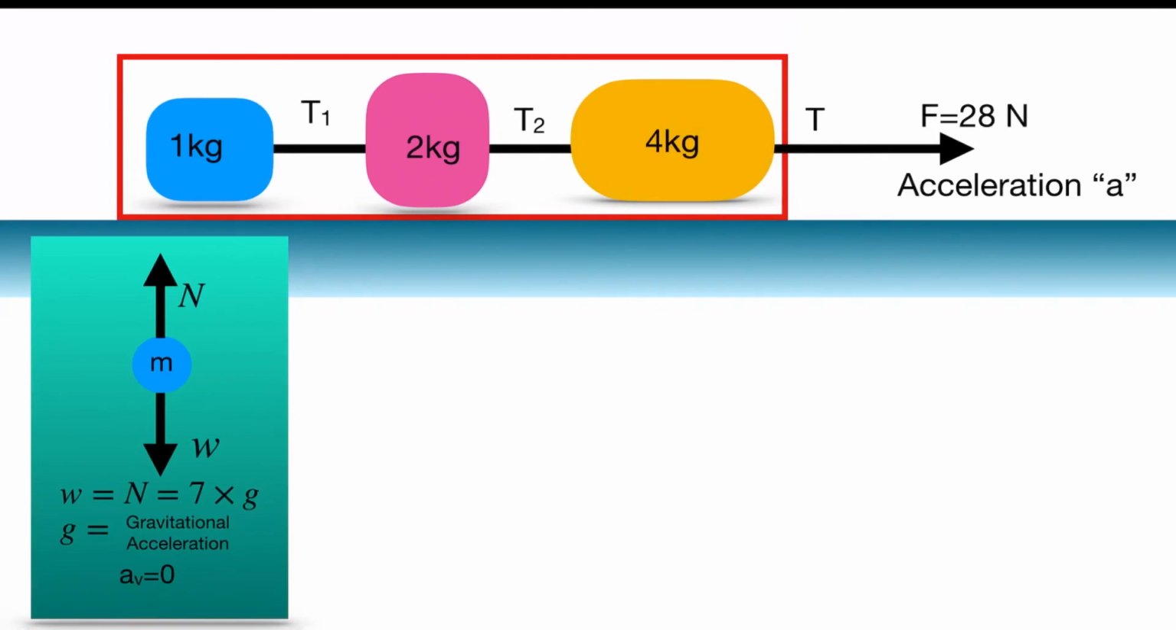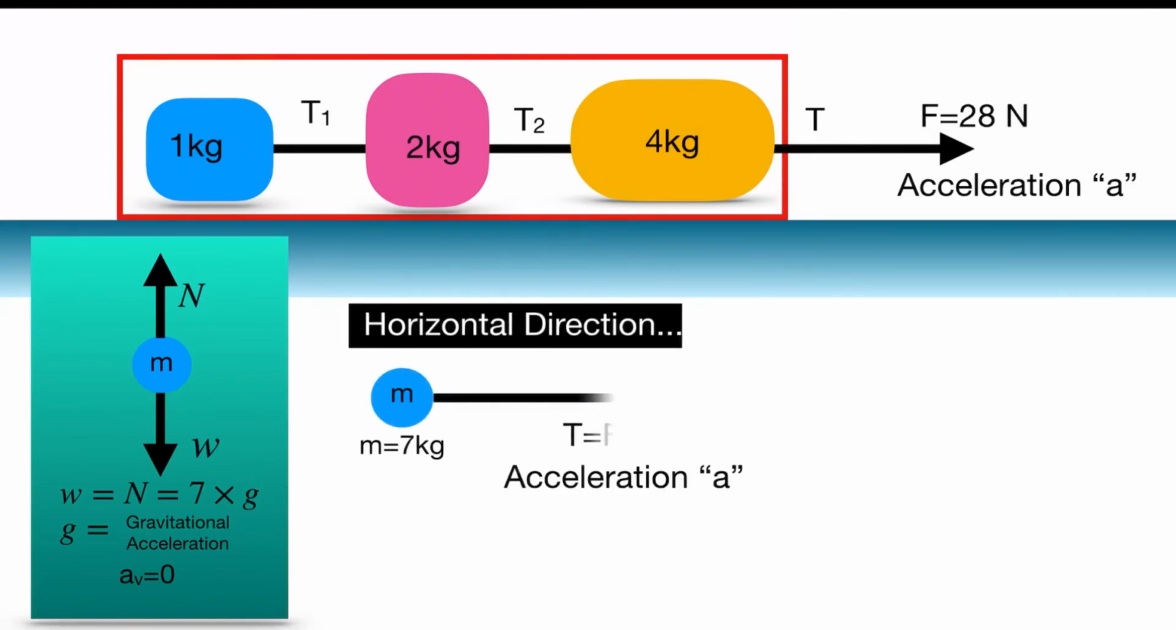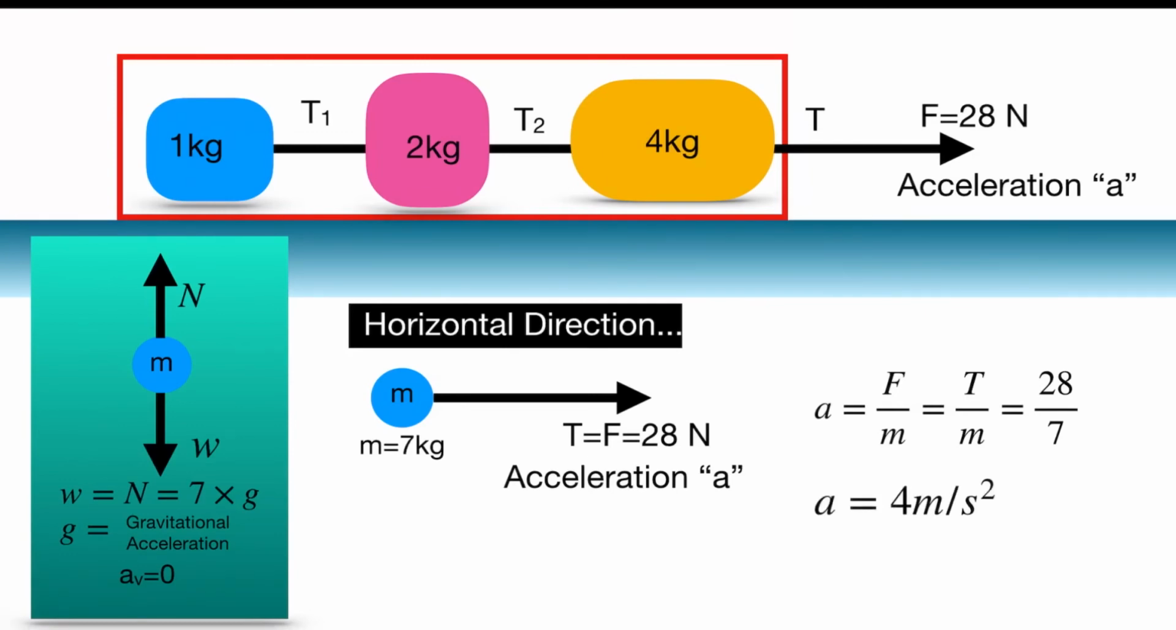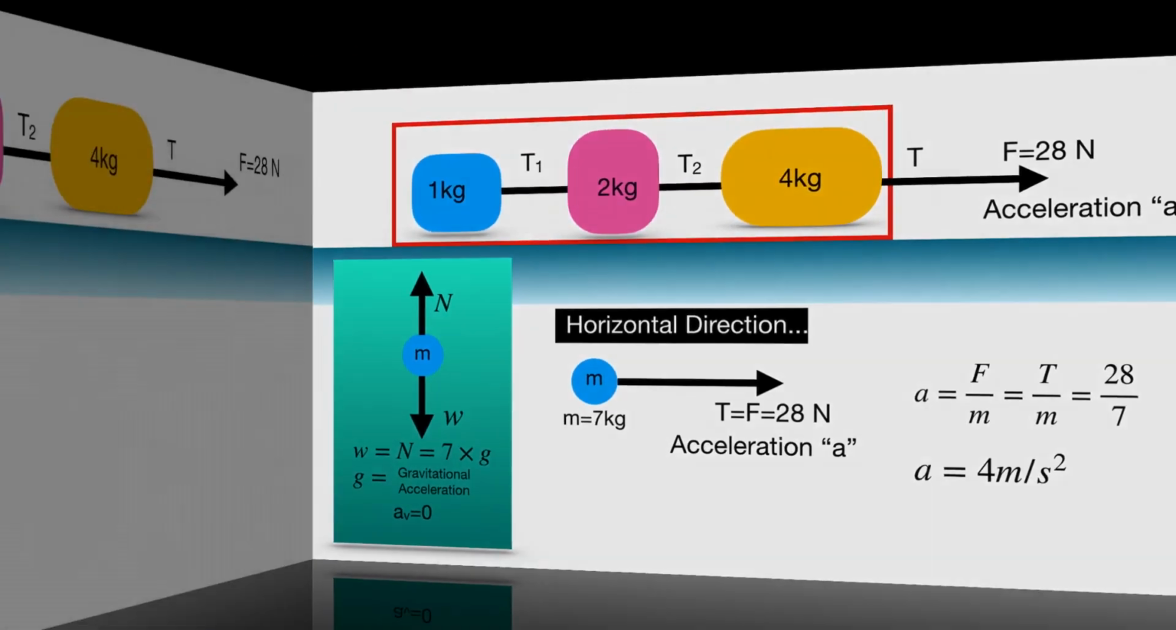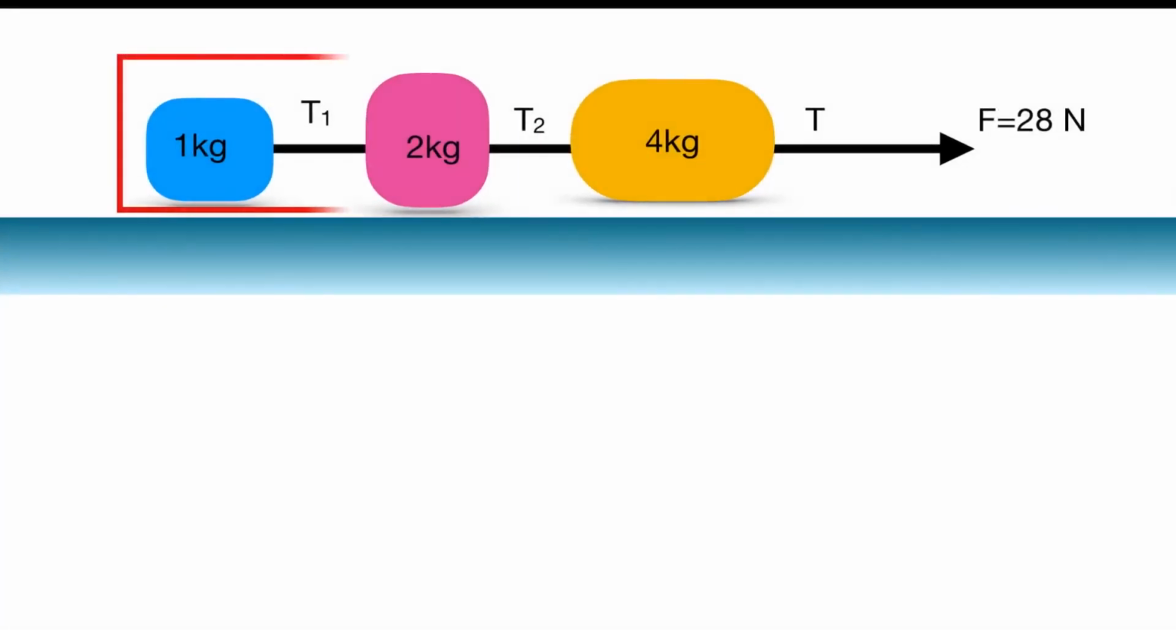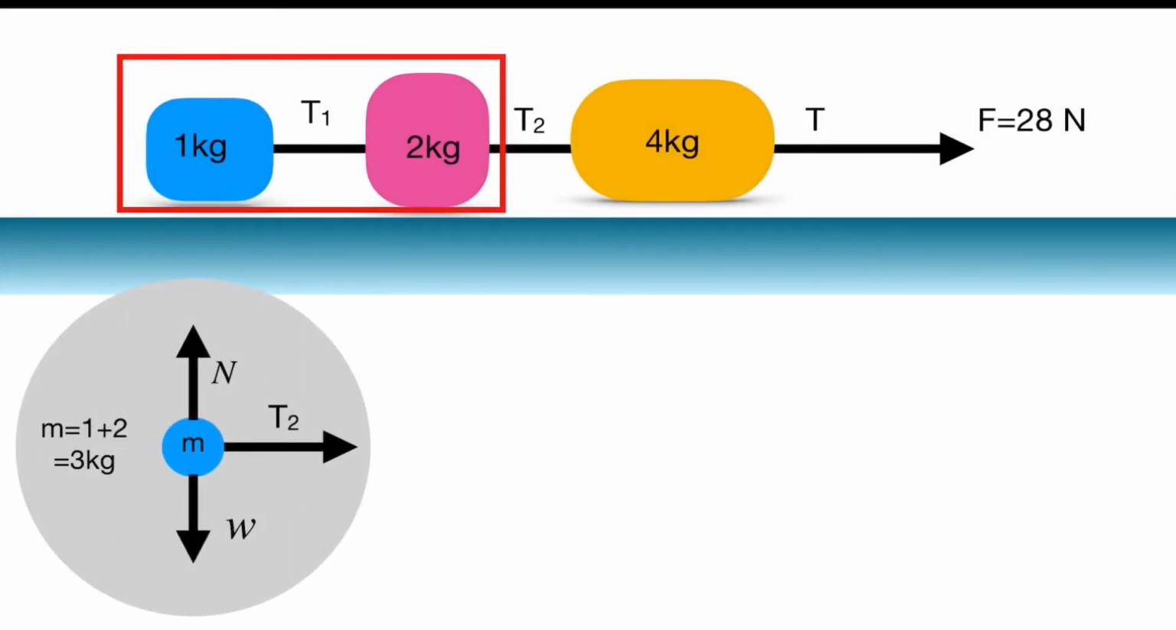Now what about the horizontal direction? In horizontal direction, the mass of 7 kg, the total mass of these 3 blocks, is pulled by a tension force of 28 Newton. And because of that, the acceleration of the system is A. Here A can be found by Newton's second law of motion, which gives 4 meter per second square.